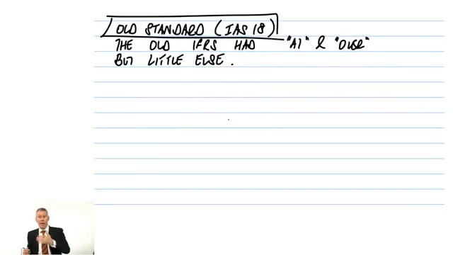What do we mean by at and over? Well, the old standard was entirely intuitive, and it recognised sales at a point in time, at that point in time, and it recognised sales over a period, over the period.